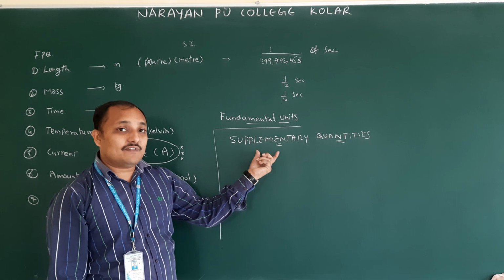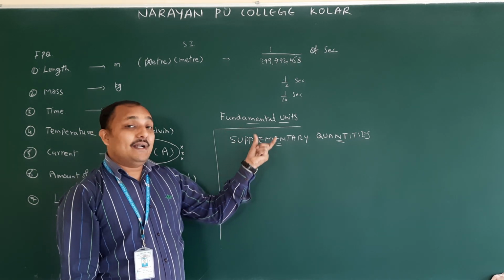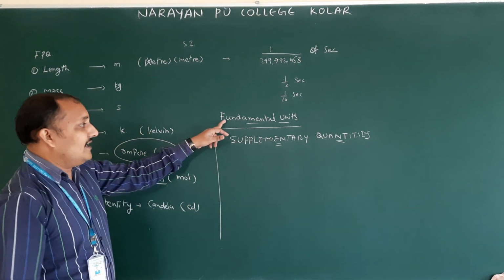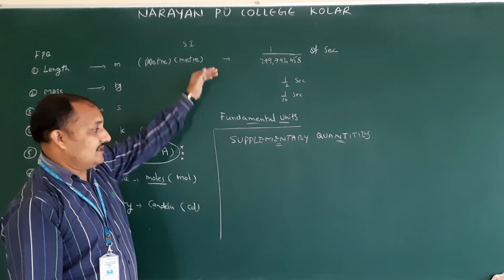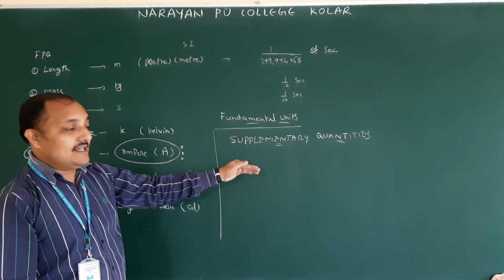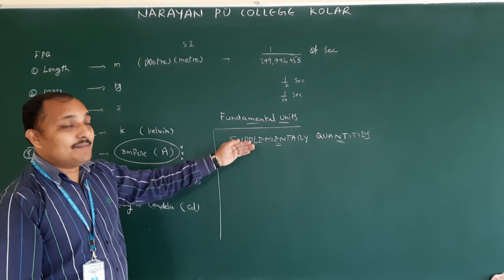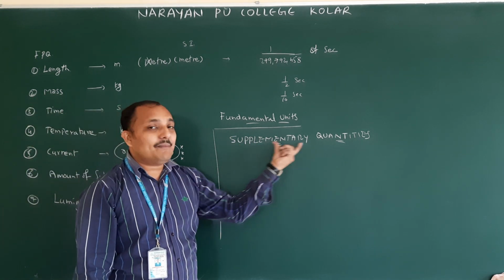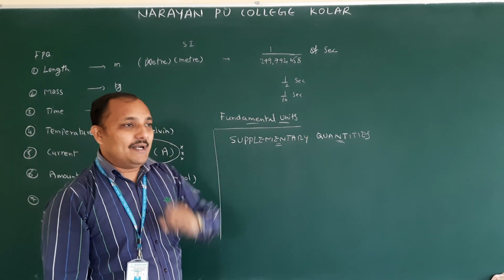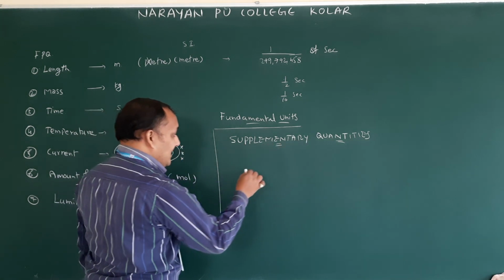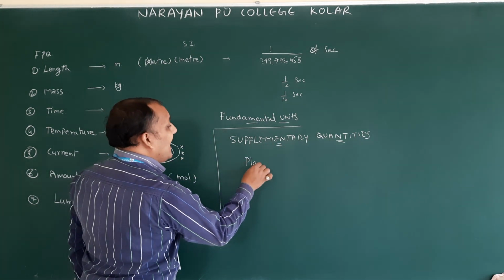They didn't give a definition of these for you, but they gave supplementary units. So these come under fundamental units or base units. Now these two units come under supplementary units. What are supplementary units? The units of supplementary physical quantities are called supplementary units. What are those supplementary quantities? One is plane angle.